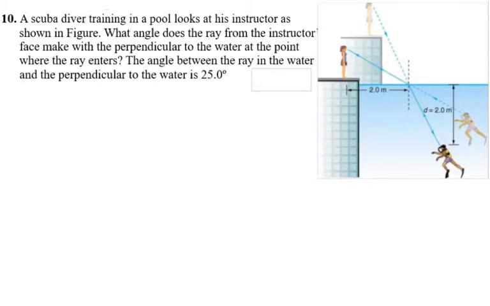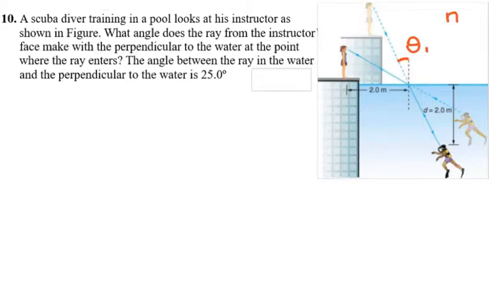In this question, they say a scuba diver training in a pool looks at his instructor as shown in the figure. What angle does the ray from the instructor's face make with the perpendicular to the water at the point where the ray enters? The angle between the ray and the perpendicular to the water is 25 degrees. So the angle they ask us to find is this angle, so I'm going to call it θ1.